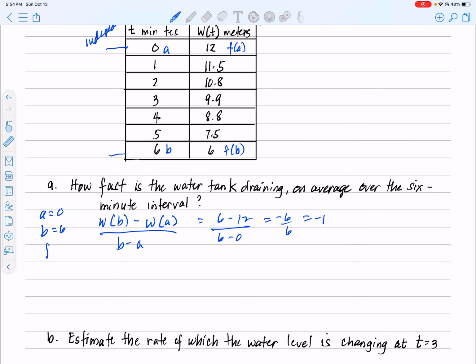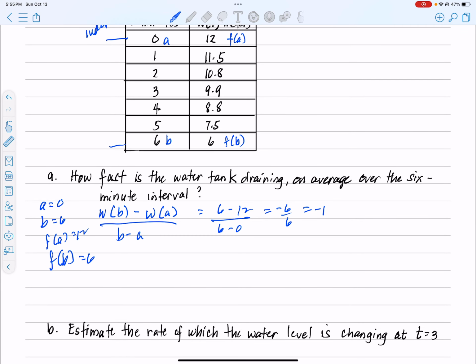And the function of A is 12. The function of B is 6. Okay, so by looking at this from 12 to 6, you could say right away that it's decreasing. So you expect that your rate of change is negative. So you could say that the rate of change is negative 1. What does it mean?